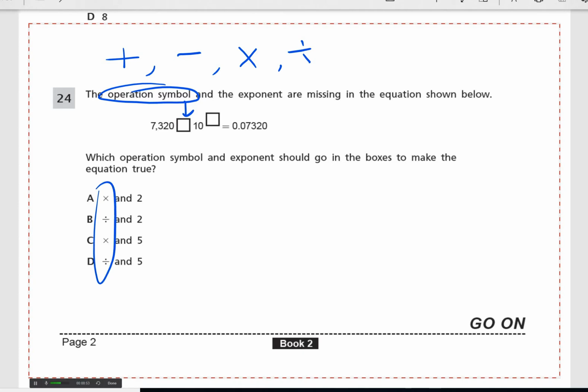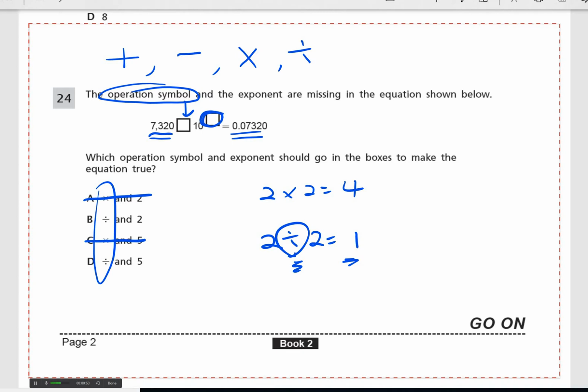So they begin with a 7,000 number and end with a decimal, meaning that the number goes from big to small. When we multiply a number, we actually make it bigger. But when we divide a number, it actually makes it smaller. So to have a smaller number, we normally divide. So A is gone, C is gone. Now you just have to ask yourself about this box, okay?